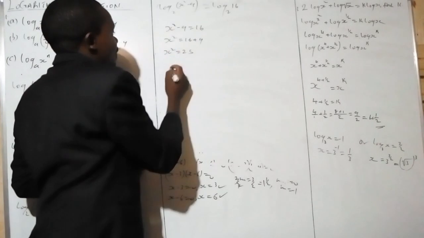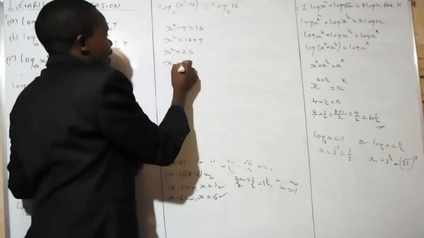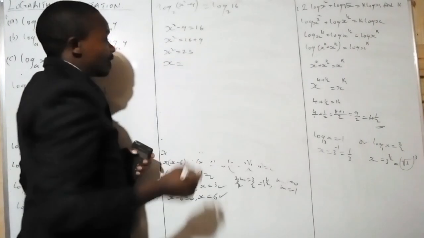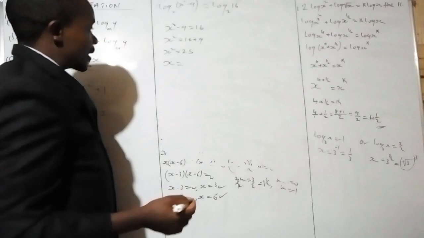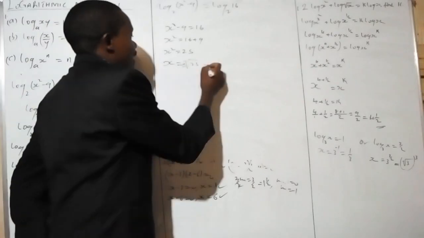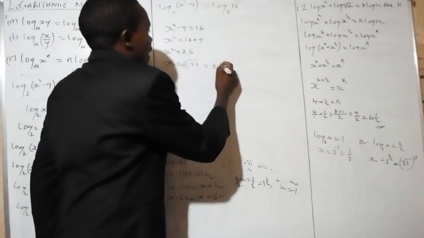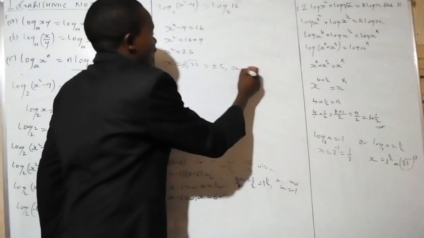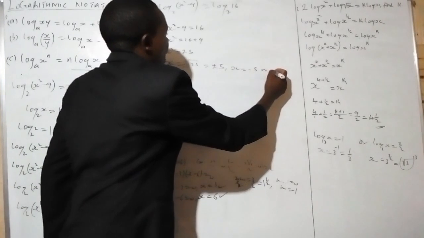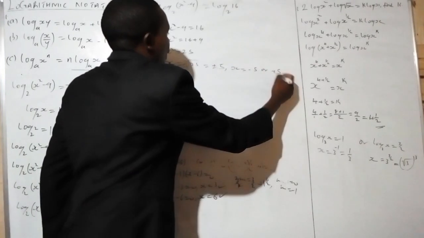Then x gives two values, and x is supposed to be the square root of 25, plus or minus 5. Yeah, plus or minus 5. This means that x can be negative 5 or positive 5. Yeah, those should be the answers.